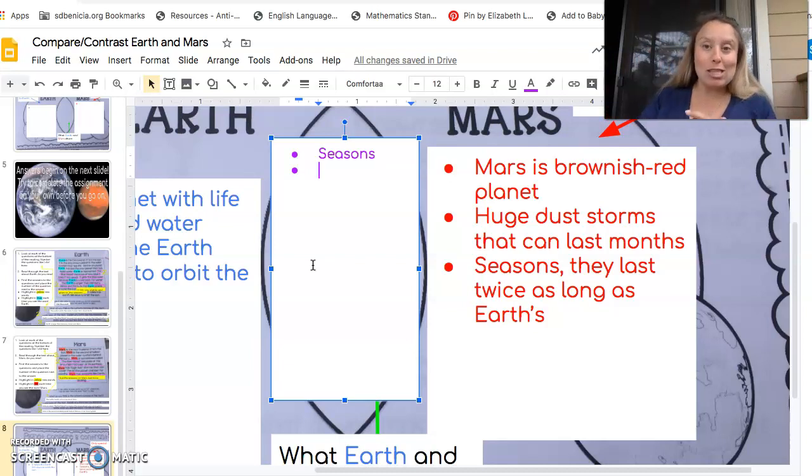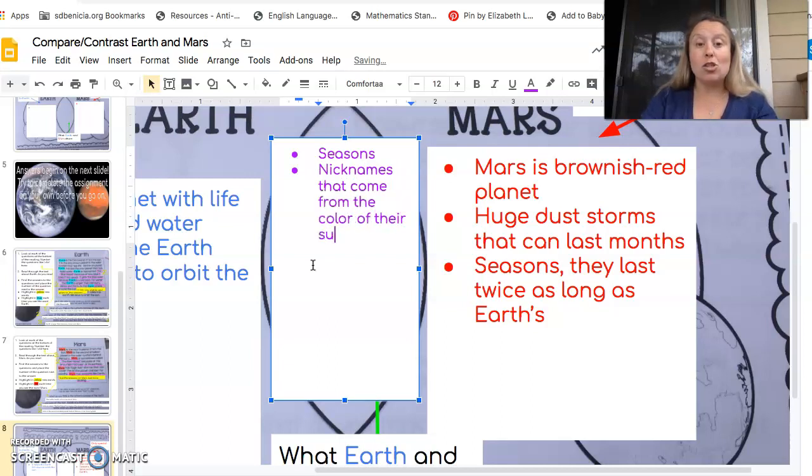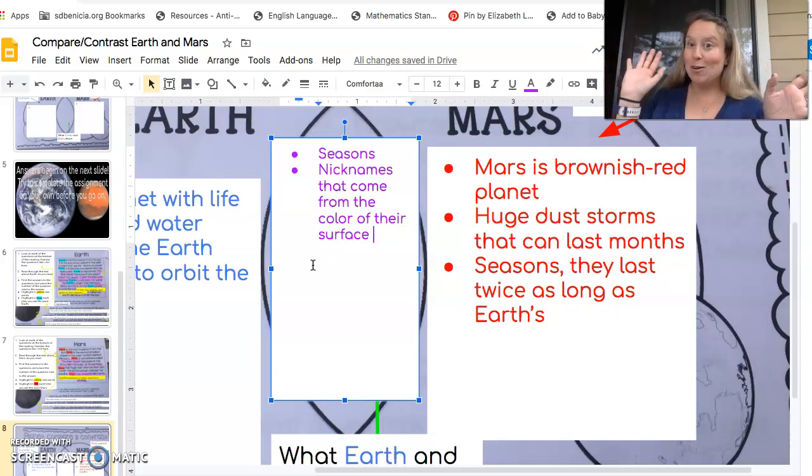Here's the other thing that I was thinking of, and I'm wondering if you thought of it. Think about the fact they both have nicknames that come from the color of their surface. The red planet and the blue planet. Okay, I hope you've enjoyed our compare and contrast of Earth and Mars, and you've learned a little bit of something new about our personal planet, and you've even learned a little something about a foreign alien planet of Mars.